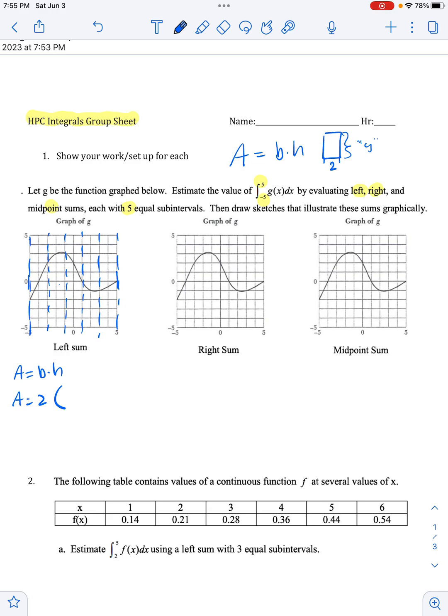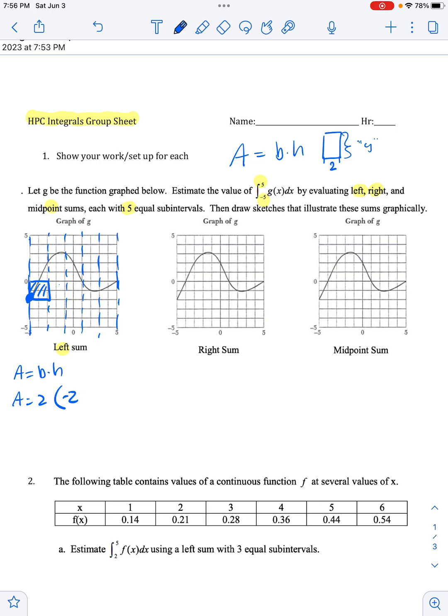But this says using the left sum. So that's left endpoint, left sum, however you want to think about it. So just go literally to the left end of each line that I've drawn for the intervals. So for example, in this first one, the very far left at -5, my y value is right here at -2, and it's below the x-axis, so that's going to actually contribute negative area. Anything below the x-axis is negative.